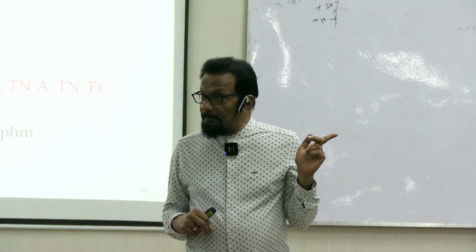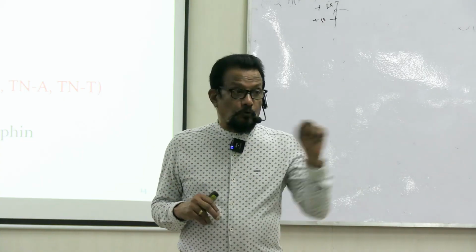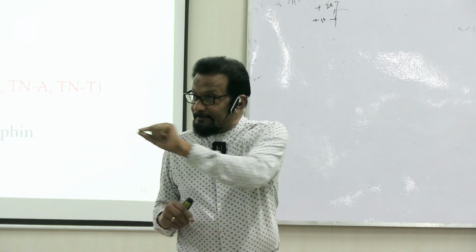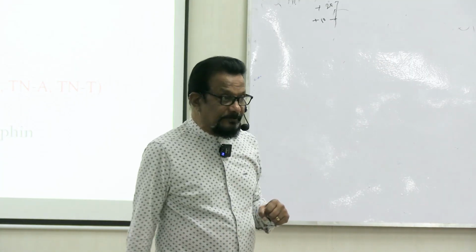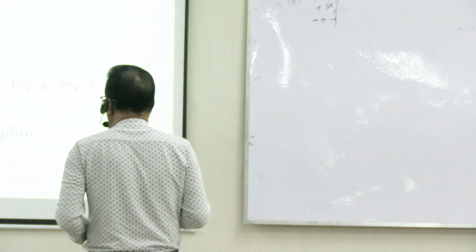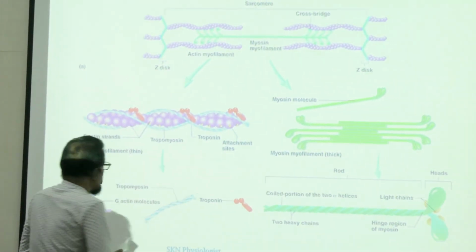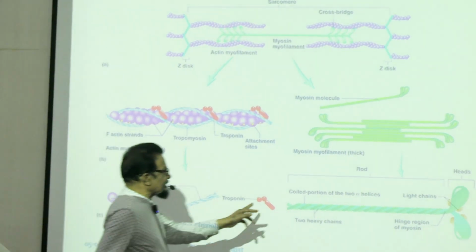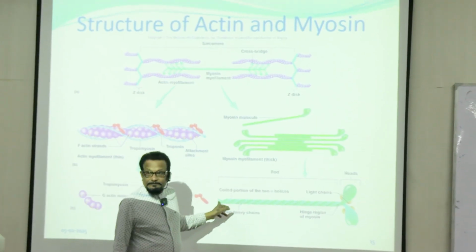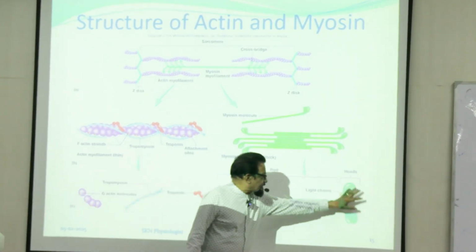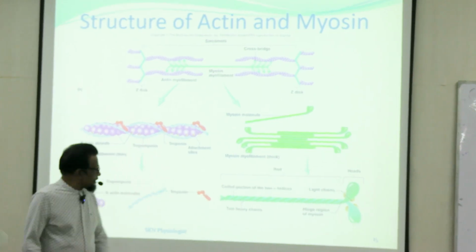And another, TROP-T, will bind the tropomyosin thread. There is a tropomyosin thread, so it will bind with this. So these three components are necessary. This is the thick filament, meaning myosin. So these are the different components of the thick filament.